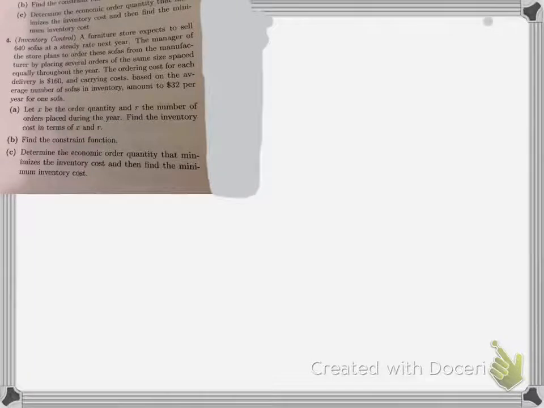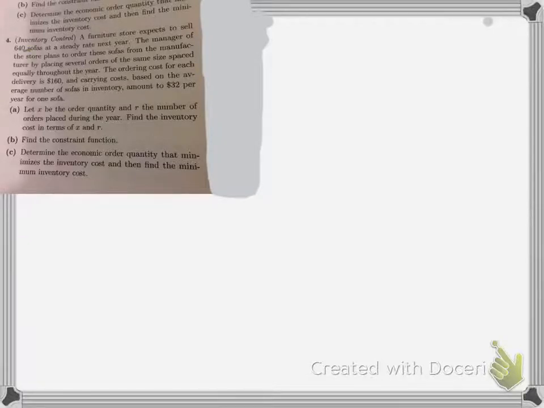Alright, here's our next problem. This time we have a furniture store problem, but it's another inventory control problem. So let's look at this. It says a furniture store expects to sell 640 sofas at a steady rate next year.